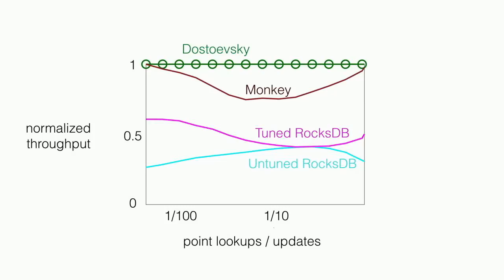Okay, we can also see how this compares to existing systems. So we compare it to Monkey, a tuned version of RocksDB, and an untuned version of RocksDB. RocksDB in general doesn't perform as well because it doesn't contain tiering as a part of its design space, and it doesn't use the Bloom filter optimization. So for that reason, both reads and writes in both ends are more expensive than they need to be. Okay, so we get a win there as well.